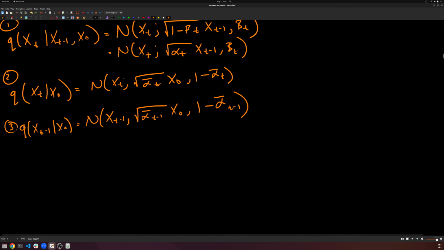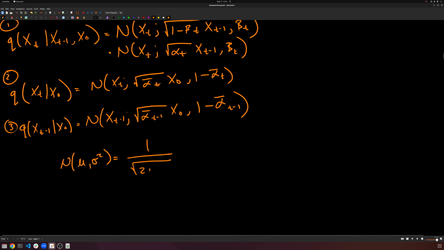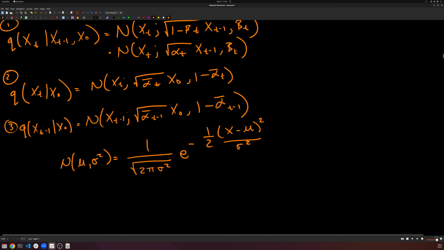A normal distribution, let's say you had some normal with mu and sigma squared. That's just going to be 1 divided by the square root of 2 pi sigma squared, and then it's going to be e to the power negative 1/2. Let's write out the way we're going to be writing it: x minus mu squared over sigma squared. So that's our standard normal distribution form.